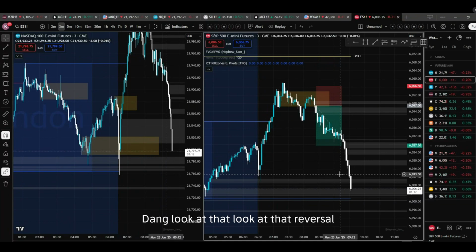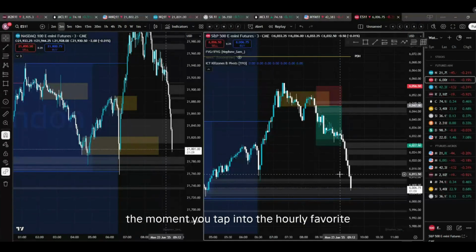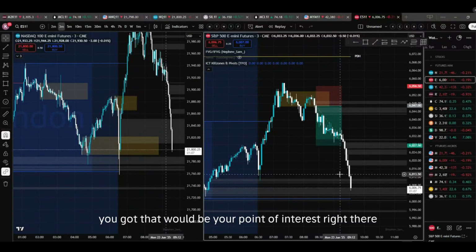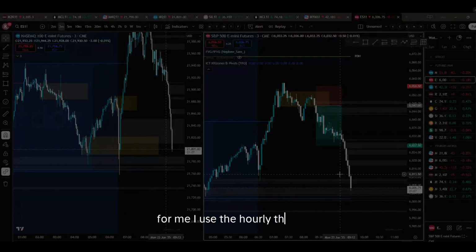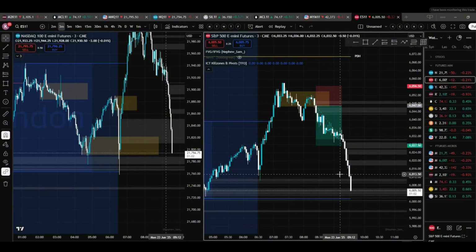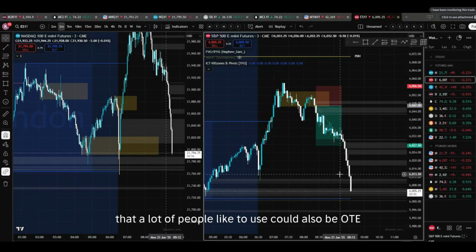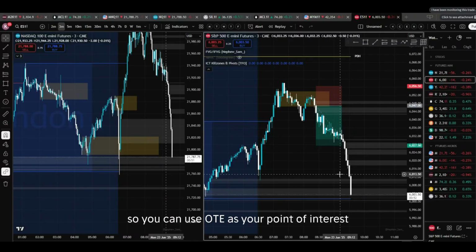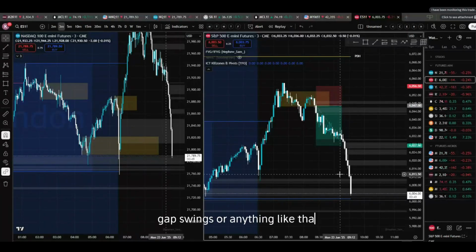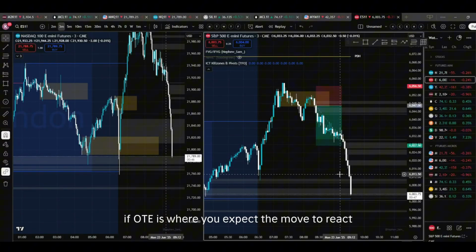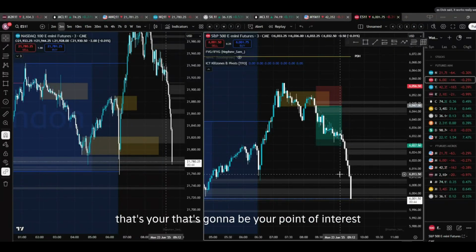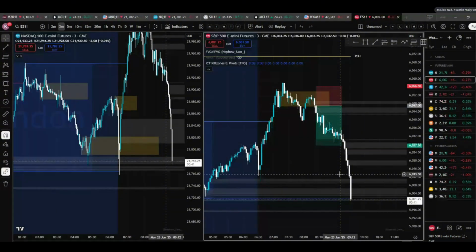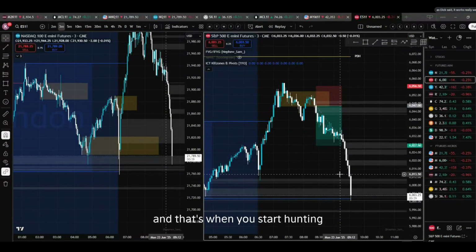And look at that reversal. The moment we tap into the hourly fair value gap, that would be your point of interest right there. For me, I use the hourly the most. Another point of interest that a lot of people like to use could also be OTE. It doesn't have to be the hourly fair value gap, swings, or anything like that. If OTE is where you expect the move to react, that's going to be your point of interest, and that's where you start hunting. So the point of interest is where you start hunting.